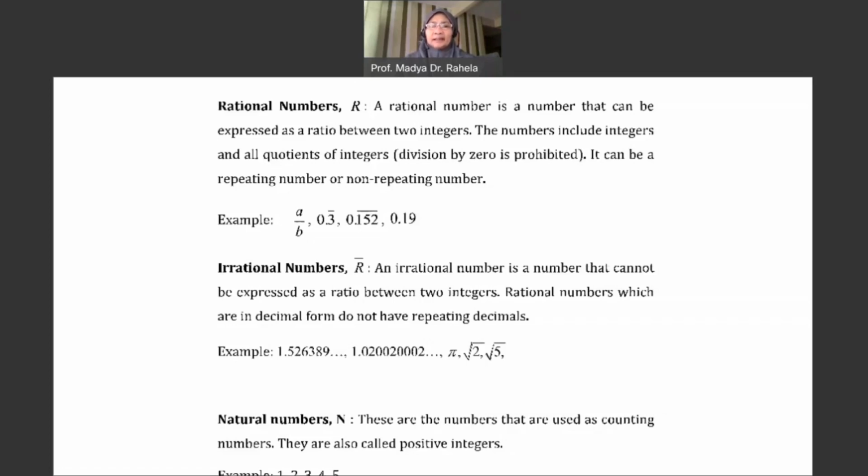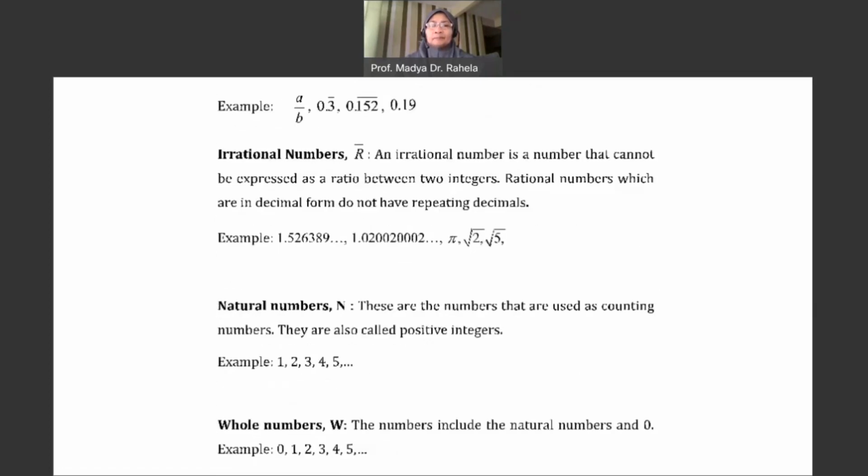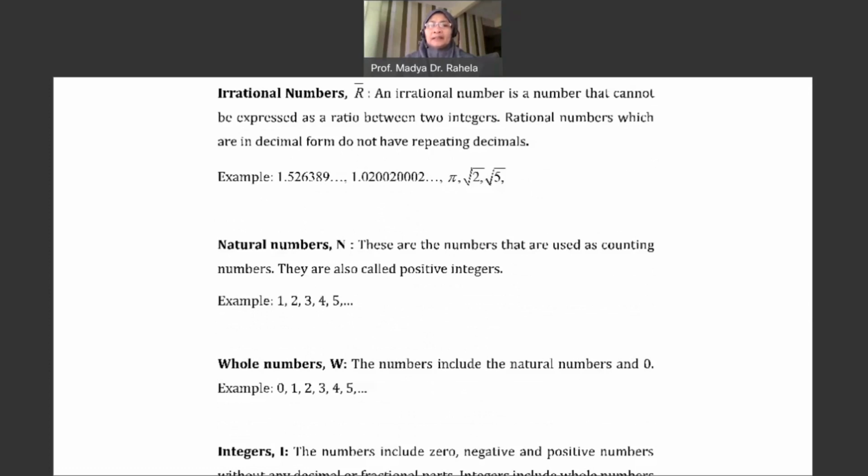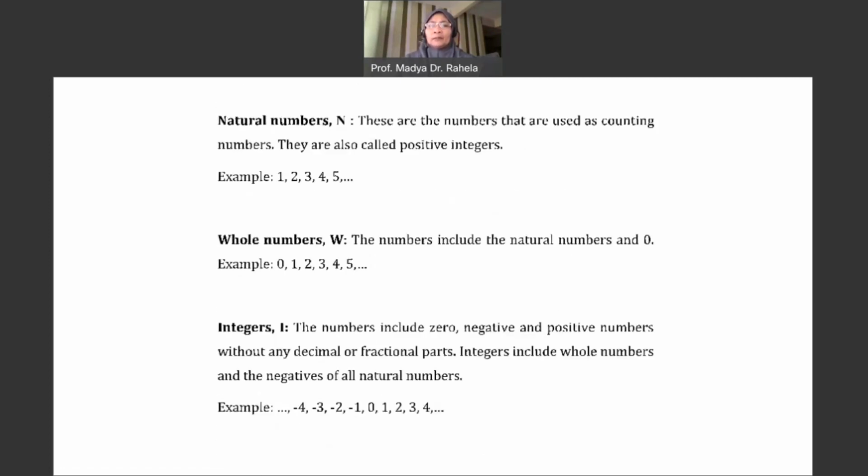Next is natural numbers. Natural numbers are numbers that are used for counting, so they are also called positive integers. We use these numbers to start counting: 1, 2, 3, 4, 5, and so on. So this is called natural numbers. Next is whole numbers. Whole numbers are also natural numbers, but we add 0. We add one more element, which is 0, so we call that whole numbers.